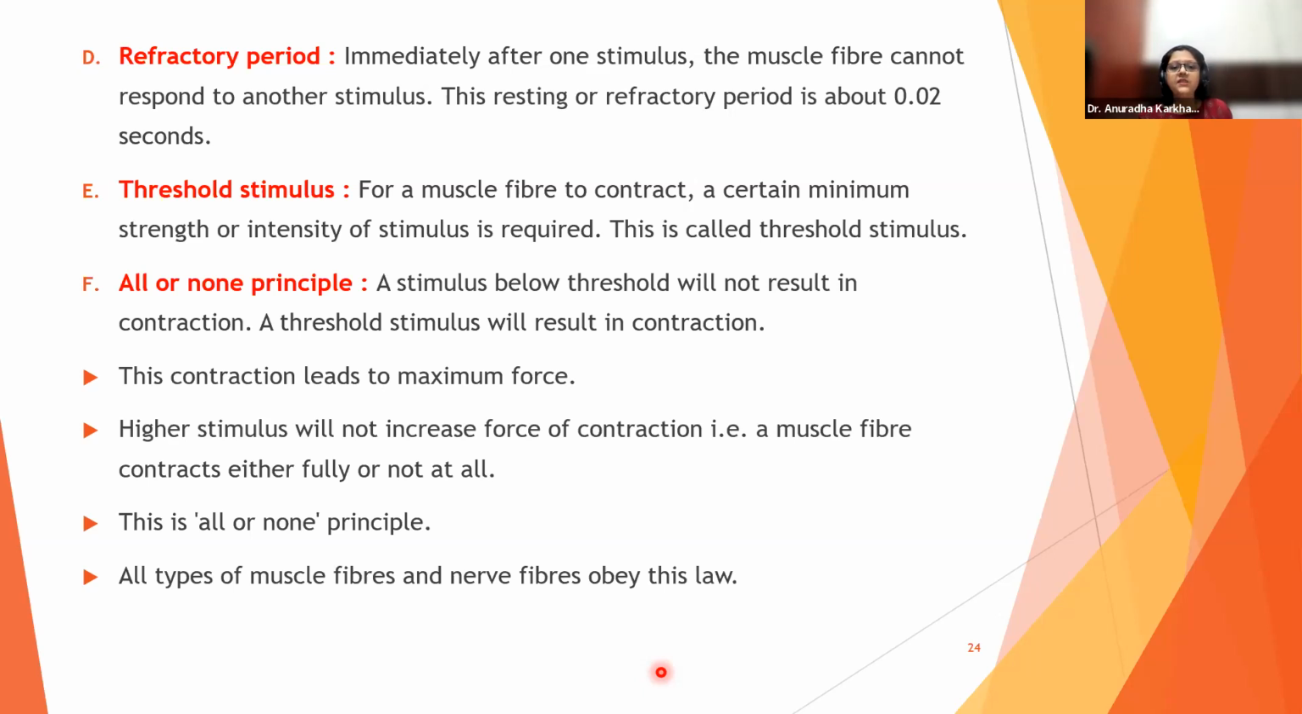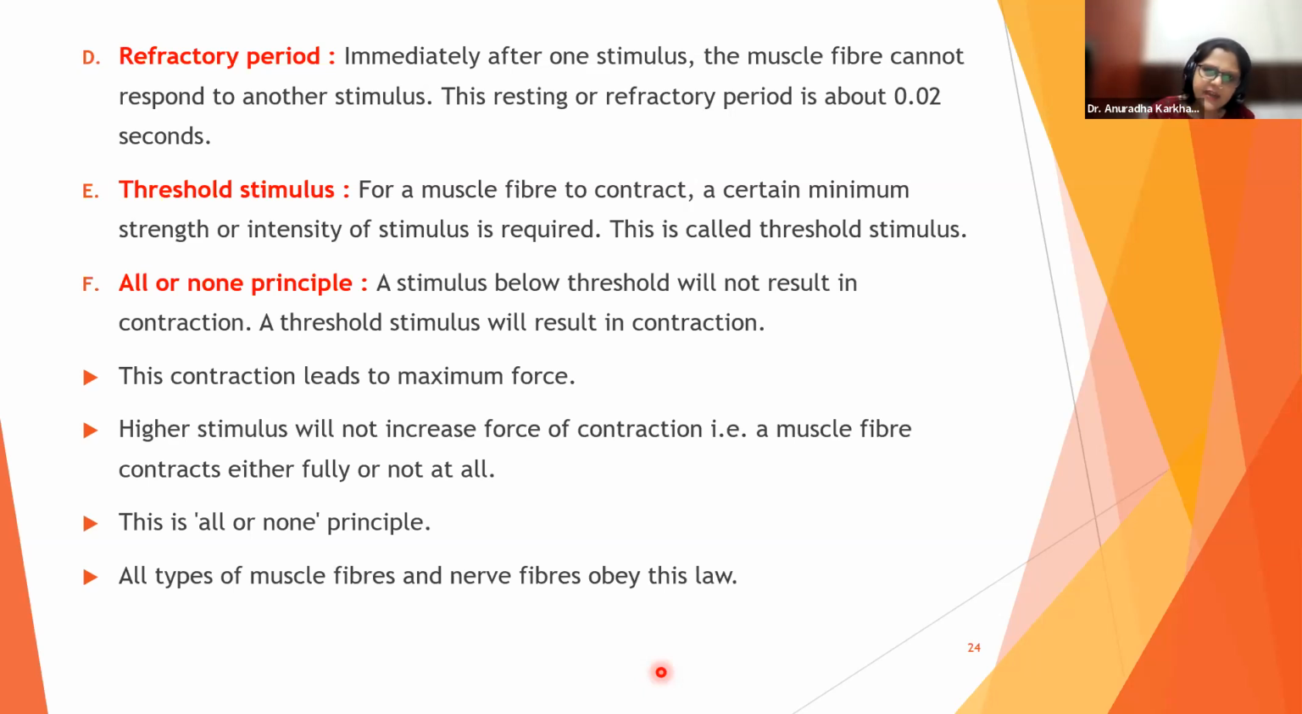Threshold stimulus: for a muscle fiber to contract, a certain minimum strength or intensity of stimulus is required. This is called as threshold stimulus. So कभी-कभी है ना कि एक stimulus आता है but उसका इतना action potential generate करने का capacity नहीं होता है.